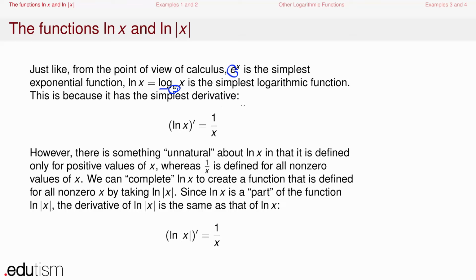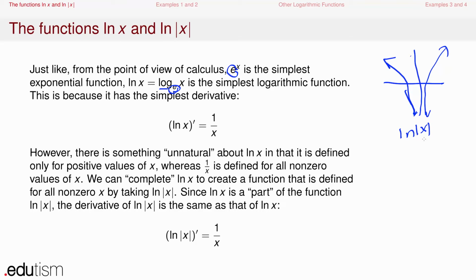Now, ln x, even though it has a simple derivative, is still not quite the most natural logarithmic function to take. The reason it's unnatural in some sense is it's only defined for positive values of x. If you look at the graph of ln x, it looks like this. It's only defined for x values to the right of the y-axis. If we want to make another logarithmic function which is defined for all x values, we could take the mirror image of this one on the other side of the y-axis. If we take this mirror image, the function we get when we put those two things together is the natural logarithm of the absolute value of x.